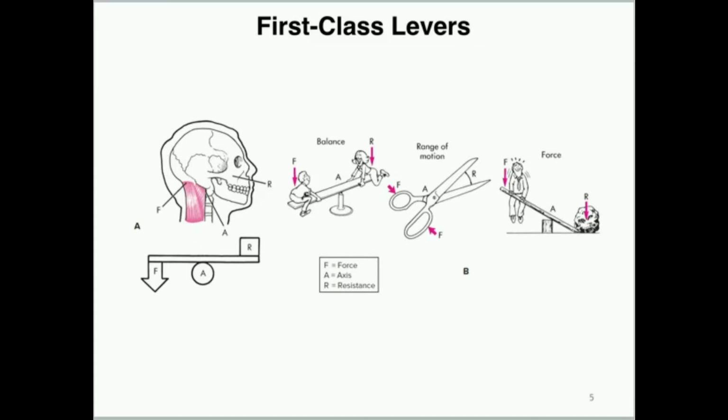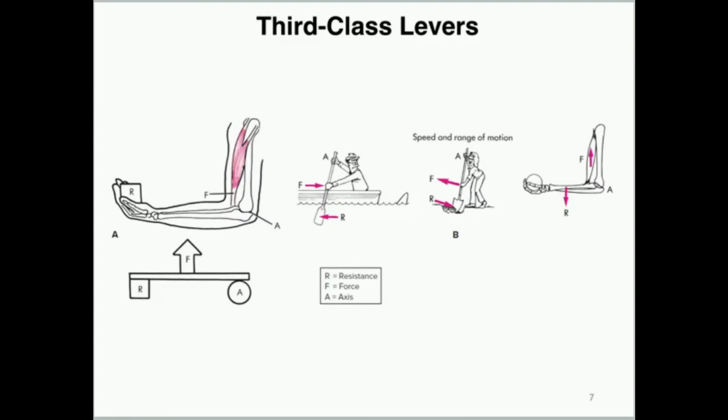That's how joints work, okay? There's an axis, that's the actual joint. There's a resistance, or the weight that that muscle has to move, and then there's the force that is produced by the muscle itself, okay? And there are three classes of levers. There's first class, second class, and third class.